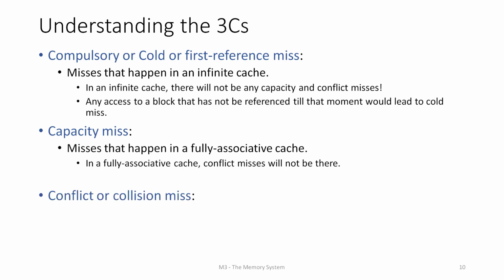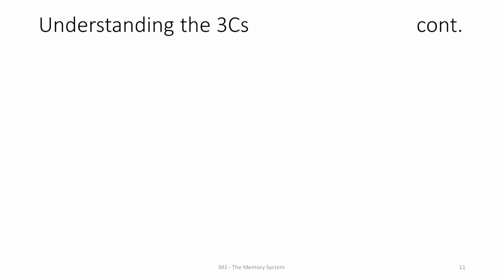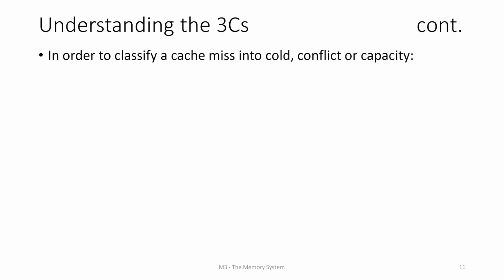The last category, which is conflict miss, is any miss where the block was previously in the cache but got evicted because of a conflict at the set. Now, to classify any particular miss into one of these 3 categories, a simple approach is there.